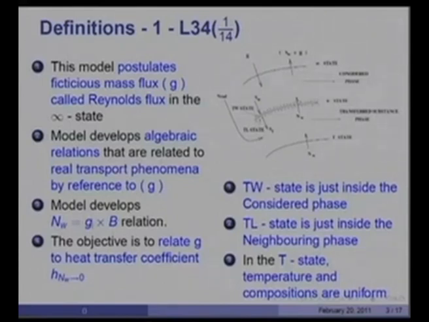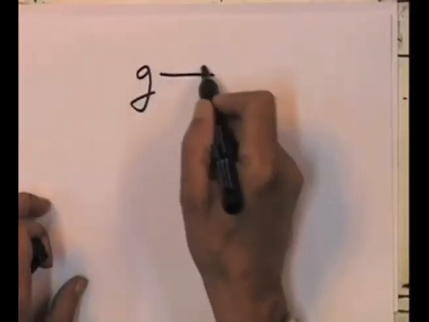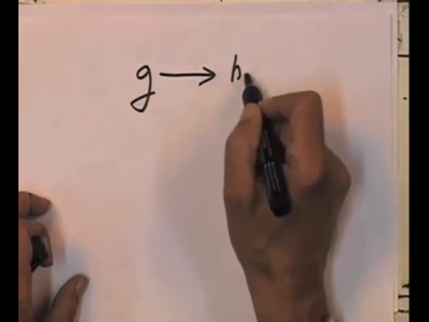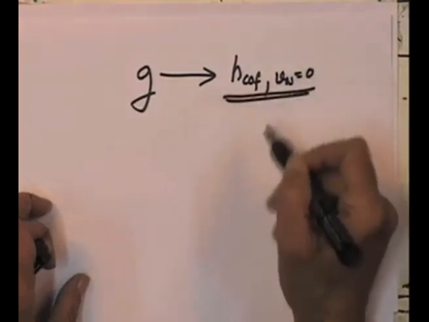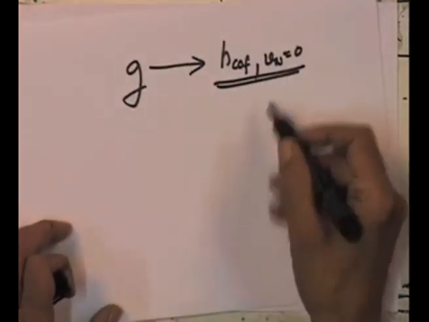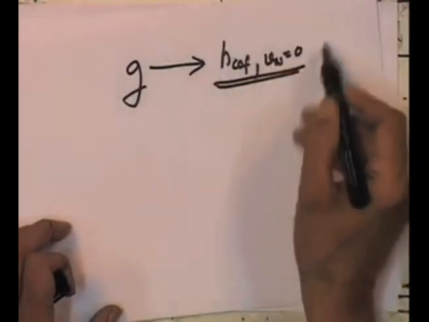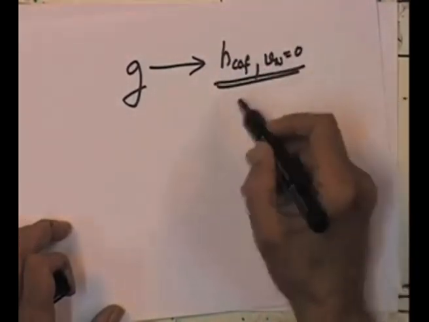And the second thing is to evaluate G, but the way we will do it is our route will be that G will be related to the value of the heat transfer coefficient in the absence of mass transfer. So, we are going to relate G to heat transfer coefficient for VW equal to 0. And the reason we do this is because these values are available for a wide variety of situations through correlations.